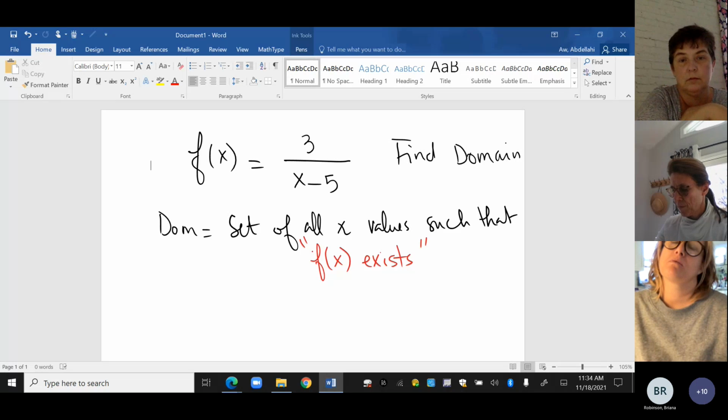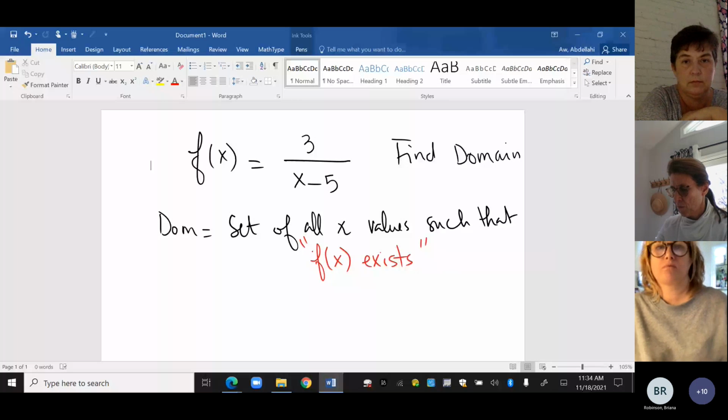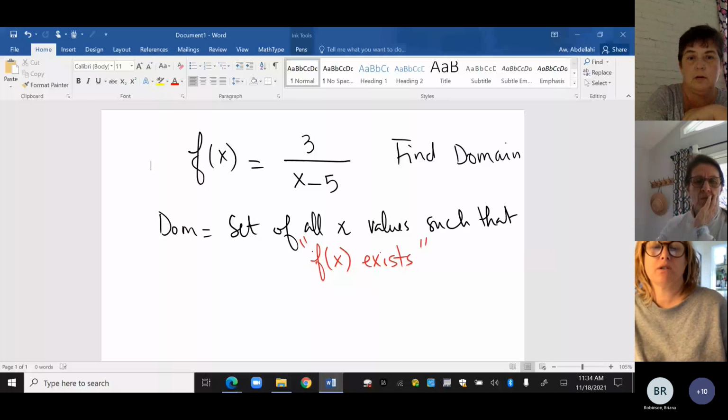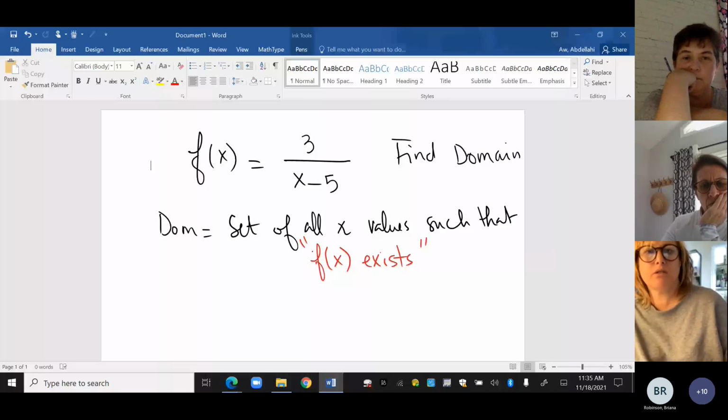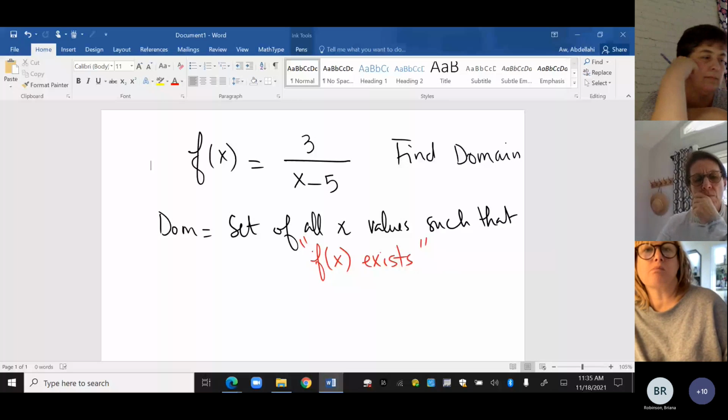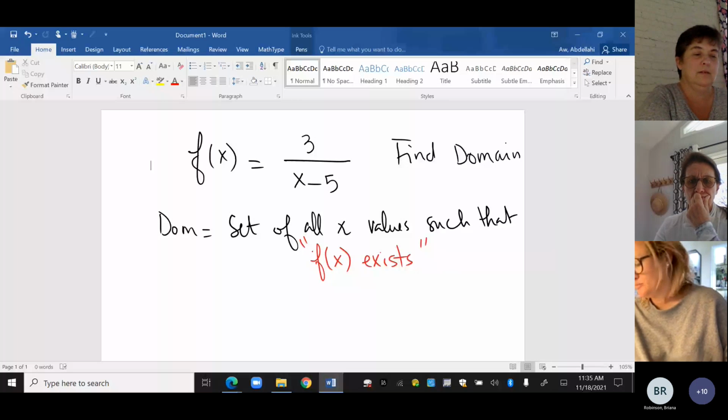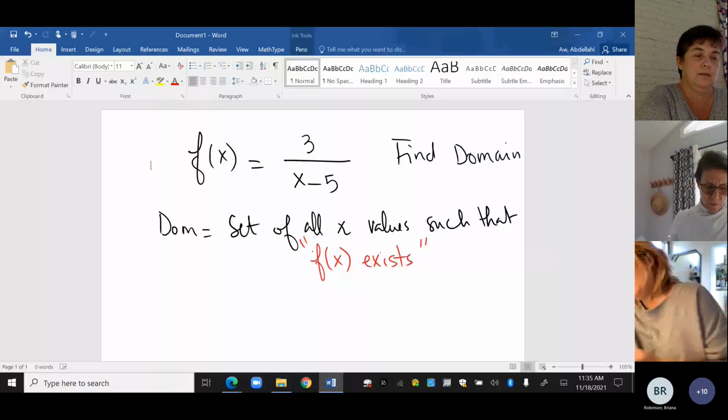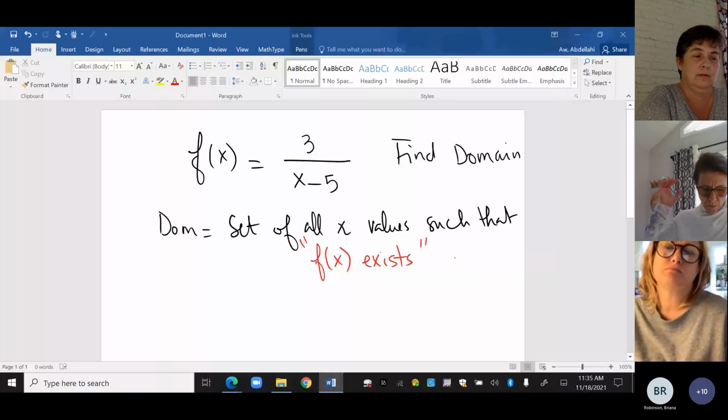But now, what is f of 5? Go ahead, in your head, what is f of 5? It's going to be 3 over 0, and that's going to make the whole answer a problem. 3 over 0 is not a number. It's not 0. It's not a number. It's undefined, right?